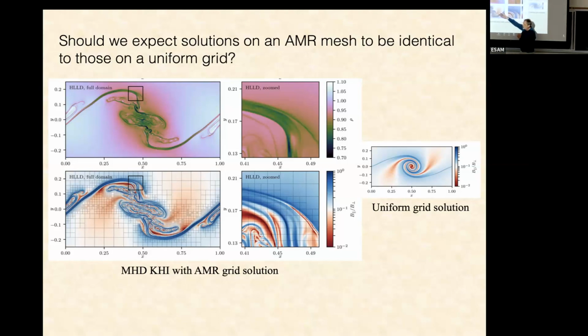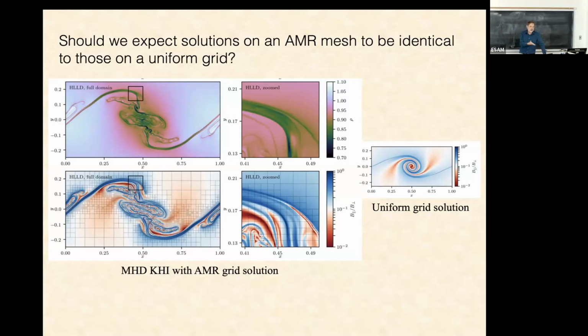This instability, while real, has been seeded by truncation error in the solution. And if you don't have that truncation error, if there are no fine-coarse boundaries, you don't get that instability. So it's important to realize the solution is sensitive to exactly your truncation errors, and the outcomes can be somewhat different.